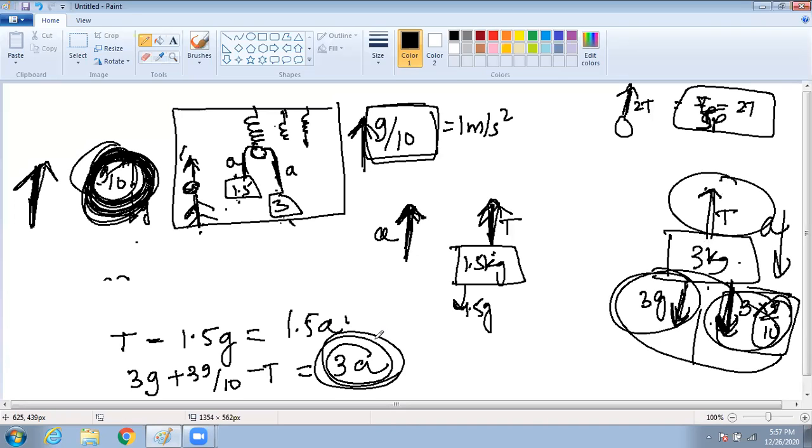Sir, why isn't the pseudo force acting on that 1.5 kg block? It is not acting. No, when did I tell it is acting? Yes, sir, I'm asking the reason, why it is not acting? Because what is the definition of pseudo force? Pseudo force will be applied on the object opposite to the direction of acceleration. Of what? Of the observer.